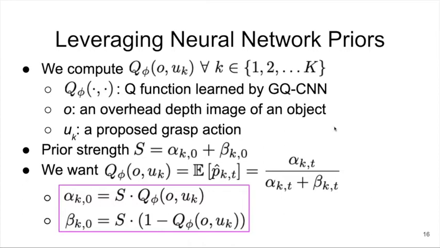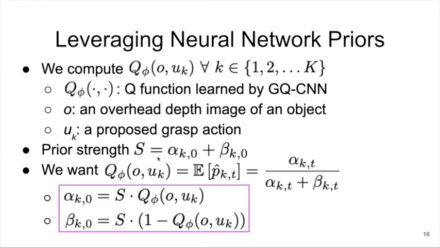To leverage neural network priors, we compute Q phi for each arm, and we use these estimates as each arm's initial mean Bernoulli parameter. Note that the prior strength S, which is the sum of alpha K0 and beta K0, can be interpreted as the number of pseudo rounds before policy learning. If S is large, the prior induced by S will significantly influence the expected Bernoulli parameter PK for many rounds.